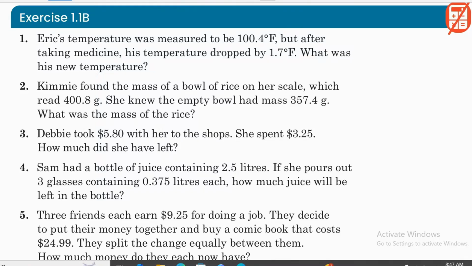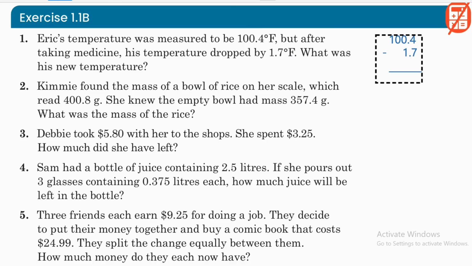Eric's temperature was 100.4 degrees Fahrenheit and it dropped by 1.7 degrees Fahrenheit. This is a simple subtraction question, and as explained in the previous exercise, the only thing is that the digits should be placed at their proper places. So this is how we write it, and then simple borrowing is done, and the answer we get is 98.7 degrees Fahrenheit.